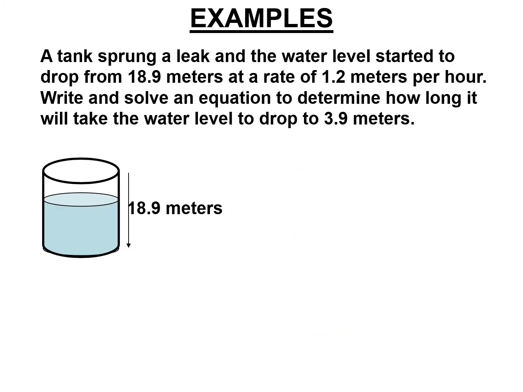All right, a tank sprung a leak. This is one of those problems where the rate is going down. Okay, so a tank sprang a leak and the water level started to drop from 8.9 meters at a rate, it even says rate there. So the rate is 1.2, and I didn't say use hours, but you could use T or H for hours. It started at 8.9 and it's going to end up at 3.9.